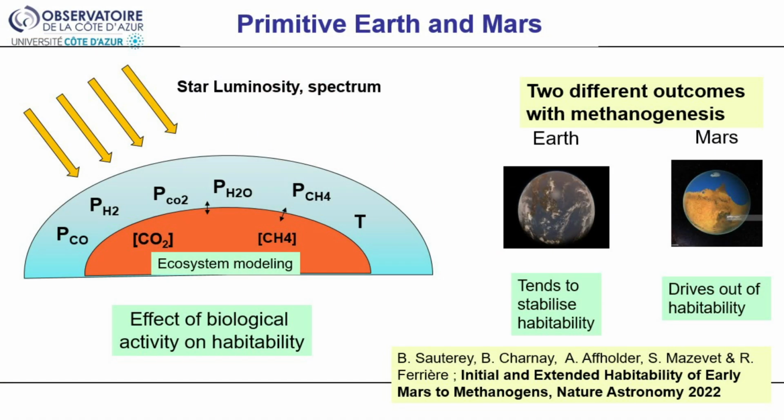And we found something very disturbing. We found that Earth and Mars are two different outcomes in terms of biological activity. I just showed you that if you put biological activity on Earth, it tends to stabilize it. As we said, it couples with the long-term carbonate-silicate cycle.